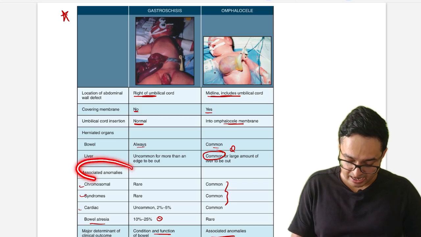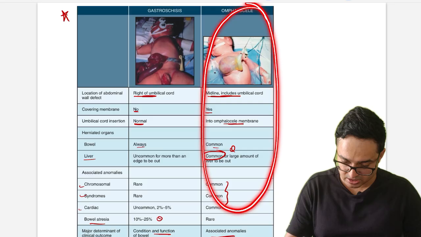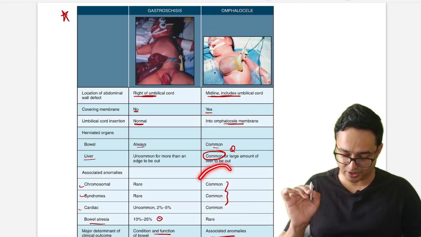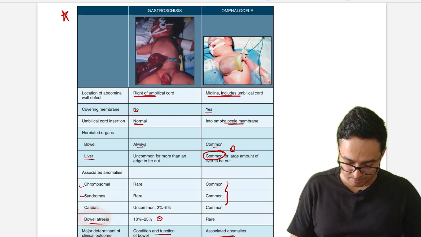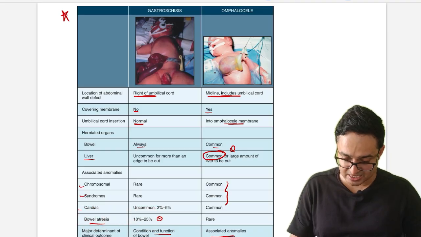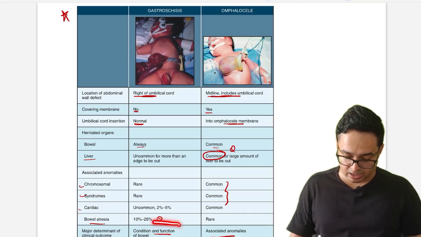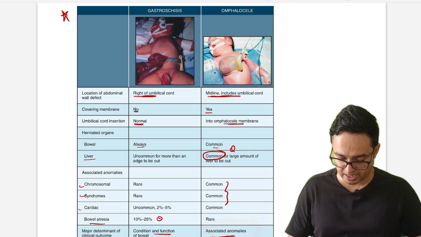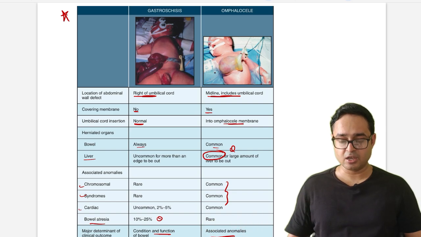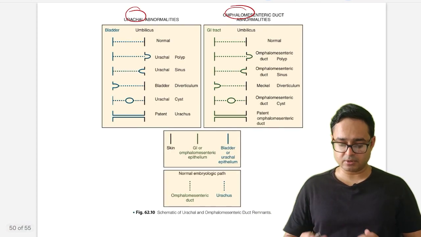Very important. Associated anomalies like chromosomal syndromes and cardiac association are more common in omphalocele. Just remember, but bowel atresia is more common in gastroschisis. Very much important: the major determinant of clinical outcome is the condition and function of the bowel, because bowel atresia is seen, and in omphalocele, associated anomalies are the most important determinant. So mark my word, this is very much important. You have to remember all these.